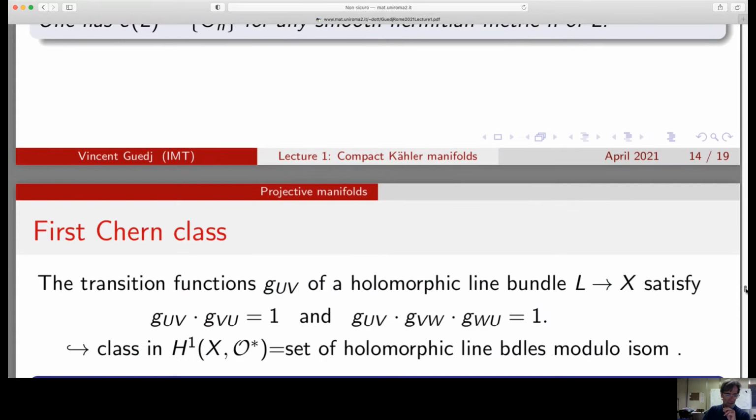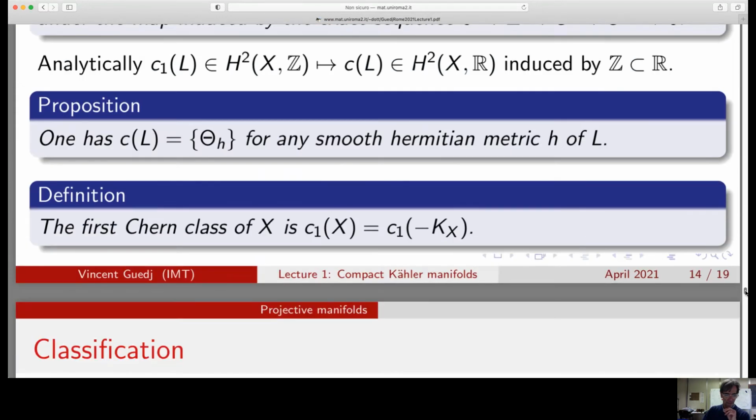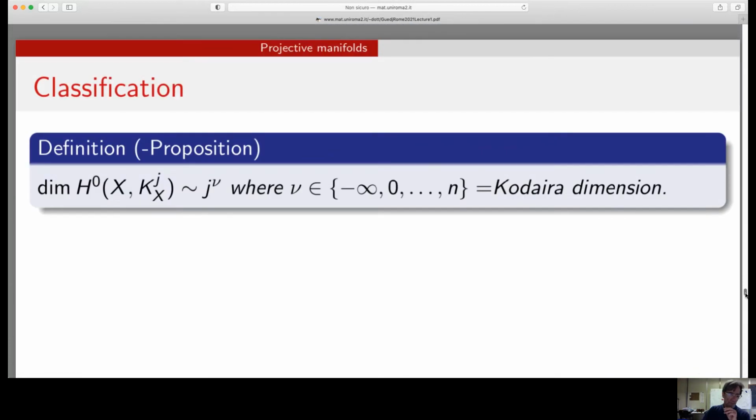Very good. The first Chern class of X is by definition the first Chern class of minus the canonical bundle of X. Now we want to try to classify complex manifolds, and then you can look at the global sections of some tensor power of the canonical bundle of some compact manifold X, and it can be shown that this is always of the form j to some power nu, which is an integer, which might be minus infinity, 0, 1, up to n, the dimension of the manifold.